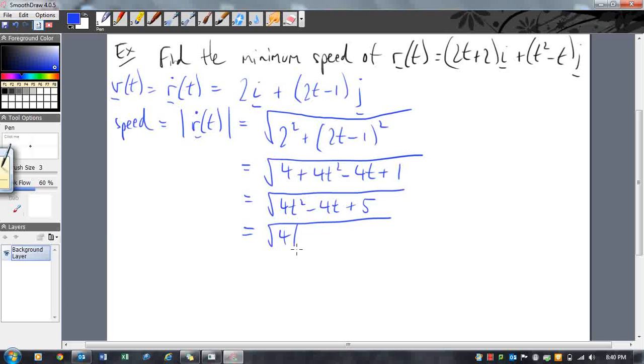So I'm going to take the 4 out the front. We're going to have t squared minus t, I hear you saying. So negative a half, divided by 2 is a half, plus 1/4 to complete the square. We've actually added 1, so we're going to subtract 1, and we've still got that plus 5 sitting there down the back. So that's equal to the square root of 4(t minus a half) squared plus 4.